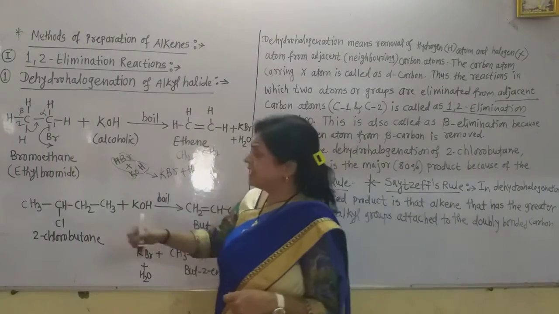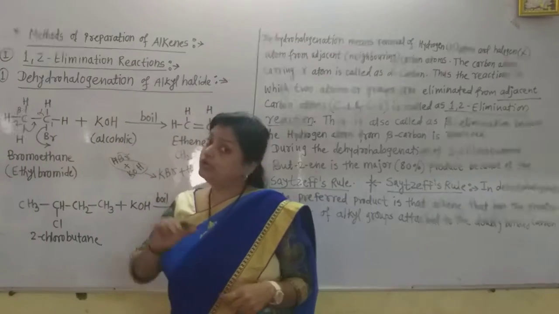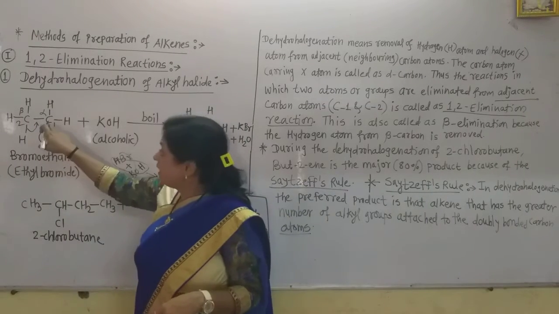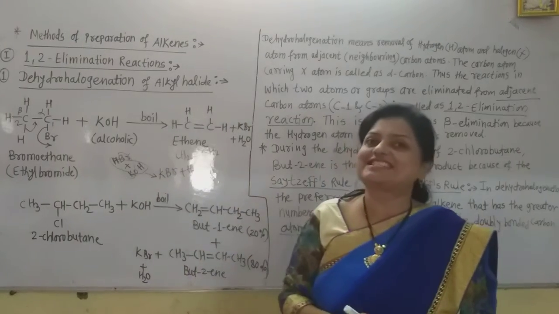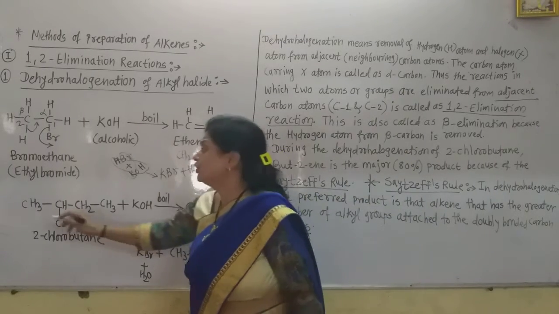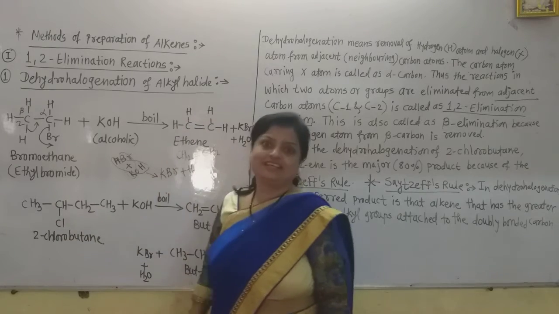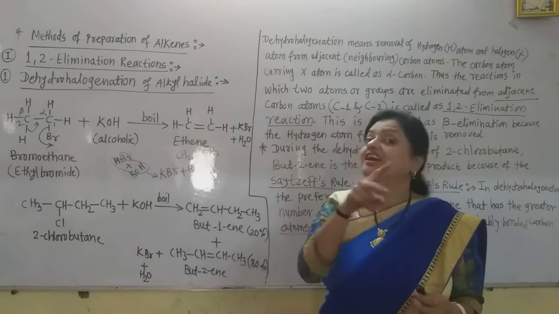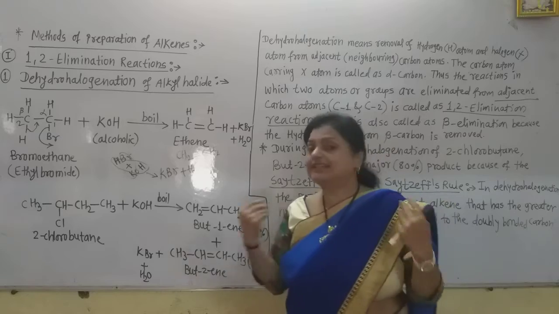Now this is an example where only one neighbor carbon is there, only one adjacent carbon to the carbon having the halogen atom. But if there are two neighbors, that is, if there are two carbon atoms around the carbon containing halogen, then what happens? Then there is formation of two different alkenes, not one alkene only. Now, how are they formed?